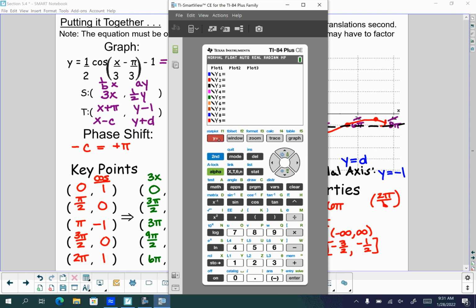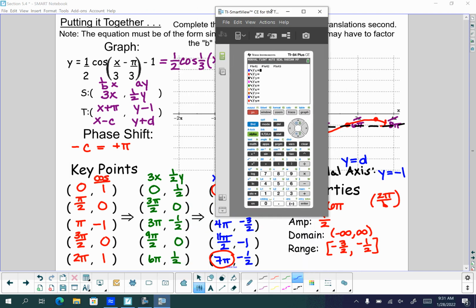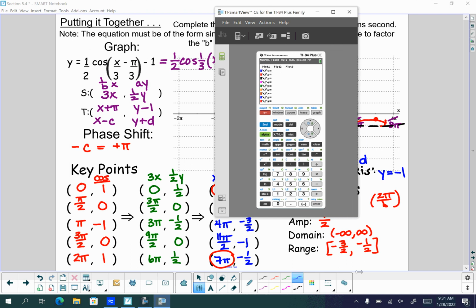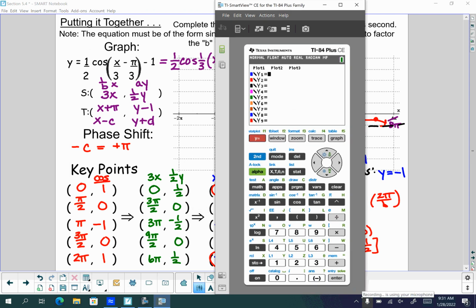All right, so go ahead into y equals, and let's put this equation in there. And you can put the original version of the equation, is fine. Just use the alpha y equals when you get to a fraction. Okay, so alpha y equals, enter, 1/2. Cosine sets up the parentheses for me. Alpha y equals, enter, x over 3 minus alpha y equals, enter, pi over 3, end my parentheses, minus 1. Okay, good there?